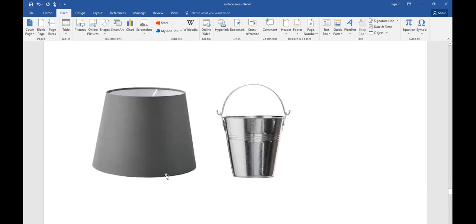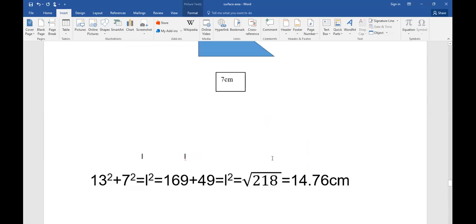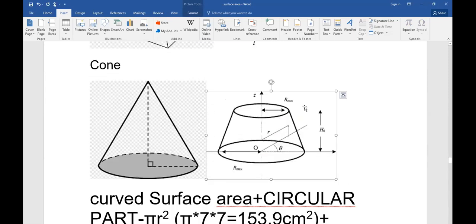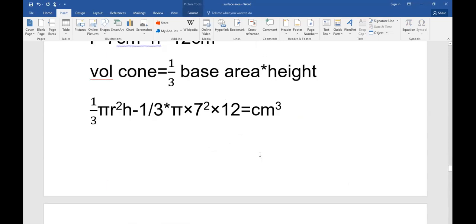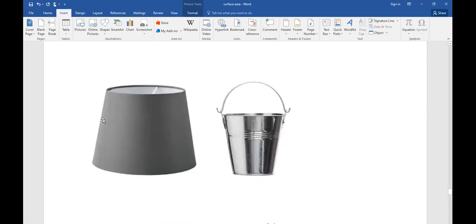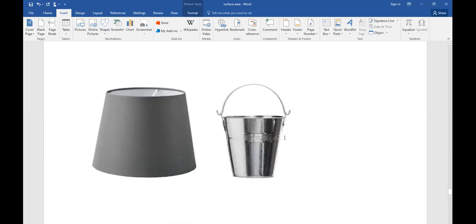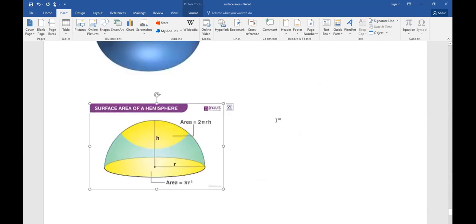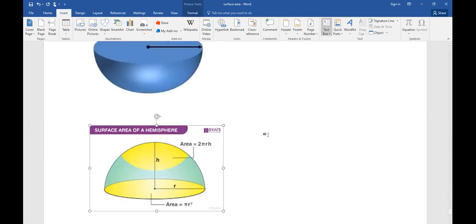So next lesson, we are going to find the surface area of this shape. This is a lamp, it's called a lamp shape. This one is a bucket, and there is the shape of something called a frustum. A frustum is cut from a cone. As you can see, if you elongate this, you're going to get a cone. So in the next lesson, we are going to find the surface area and the volume of a frustum, and then a sphere, and then finally a hemisphere or a half of a sphere. That is what we are going to be doing next week.